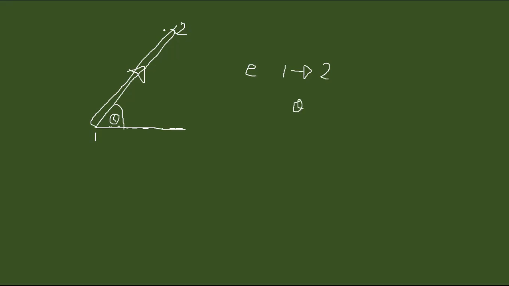If you consider the same element from node 2 to node 1, then you have to consider the angle differently. If we draw the x-axis from here, then this is the angle it makes. So that becomes 180 plus theta, right?